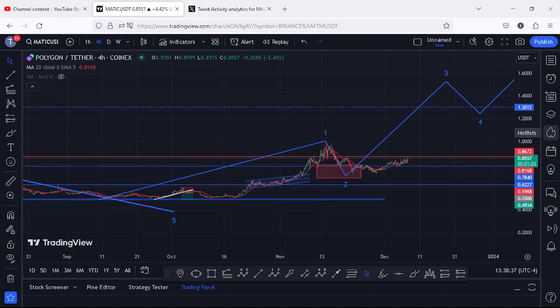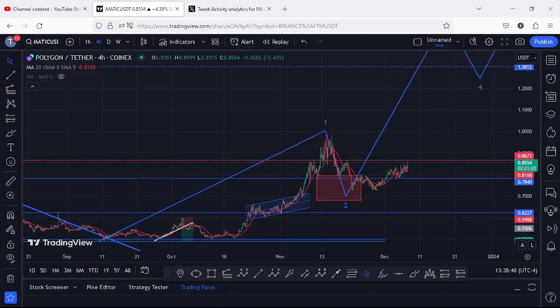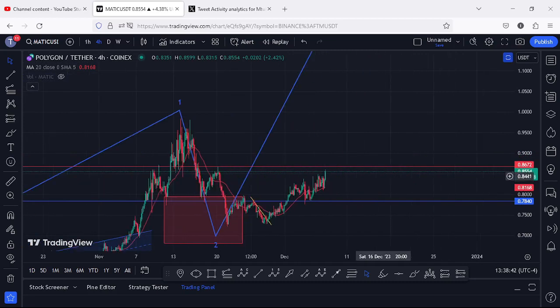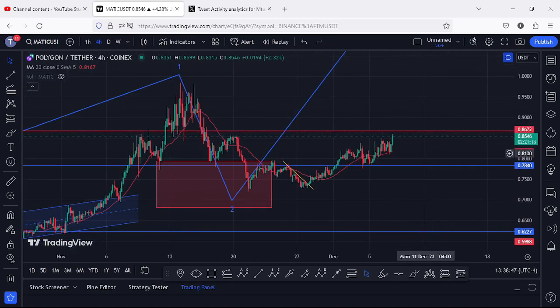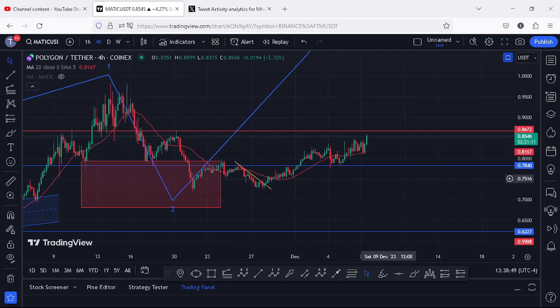We also need to have in mind that in the next coming hours, we can also see a rejection at this key area of resistance at the $0.8672 mark, and in case such a movement plays out, then I will be watching out for another pullback here on the Matic chart to give us a sweep of the support area at the $0.784 mark. And in case such a movement plays out and we continue holding above support, we can expect another bounce back in the next coming hours.